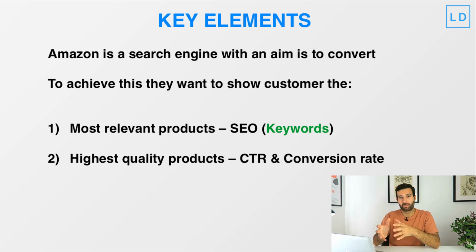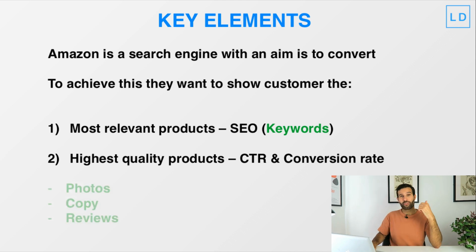Your conversion rate is the number of people who click onto your listing divided by the number of people that purchase your product. The better your photos, copy, and reviews are, the higher your click-through rate is, the higher your conversion rate is going to be, and then the higher your ranking is going to be on Amazon. The higher your ranking, the more views you get on your product listing, and the more sales you are going to get.